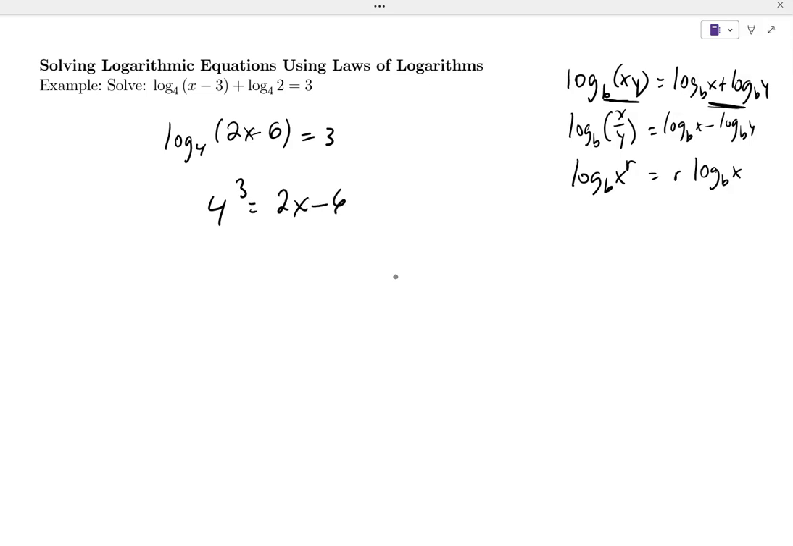Good. Yeah, 4 to the third equals 2x minus 6. That's exactly right. 4 cubed is 64. Add your 6. So we get 70 equals 2x, and so divide by 2 and you get 35.